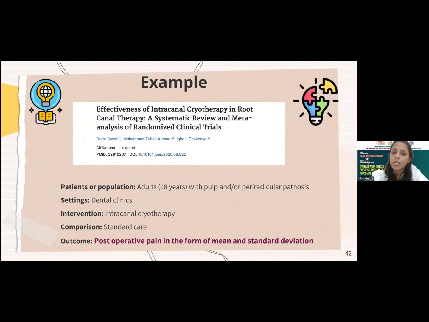This example has been taken from the Journal of Endodontics. The title of the paper is Effectiveness of Intracanal Cryotherapy in Root Canal Therapy: a systematic review and meta-analysis of randomized clinical trials. So here the PICO is: population, that is patients, are adults with pulpal and periradicular pathosis. Intervention is intracanal cryotherapy. Comparison is standard care. And outcome is post-operative pain in the form of mean plus minus standard deviation. And the study design, your studies are randomized clinical trials.